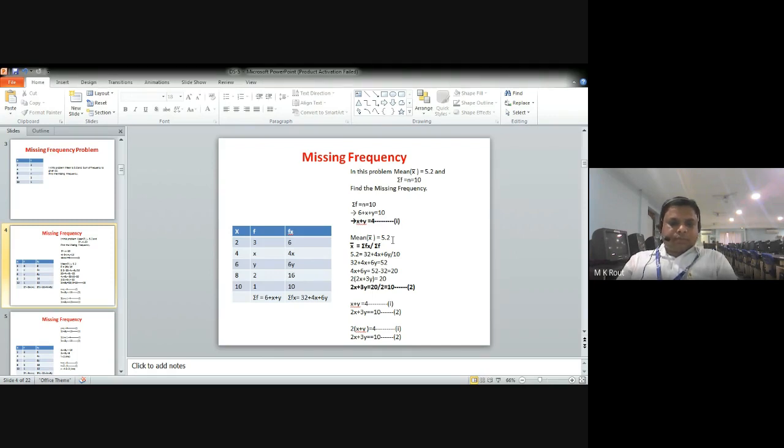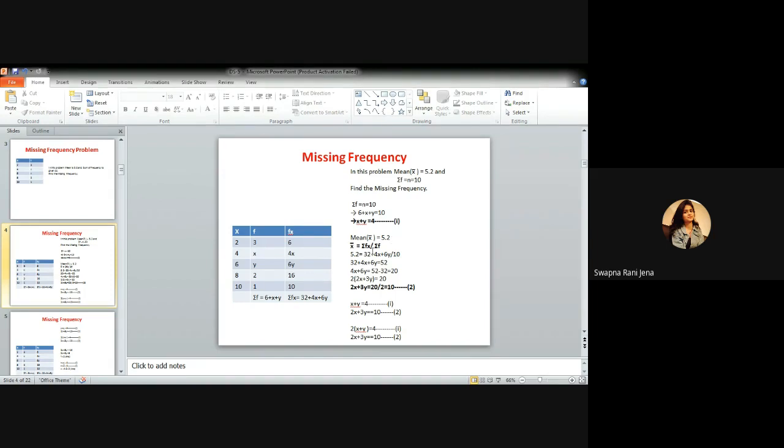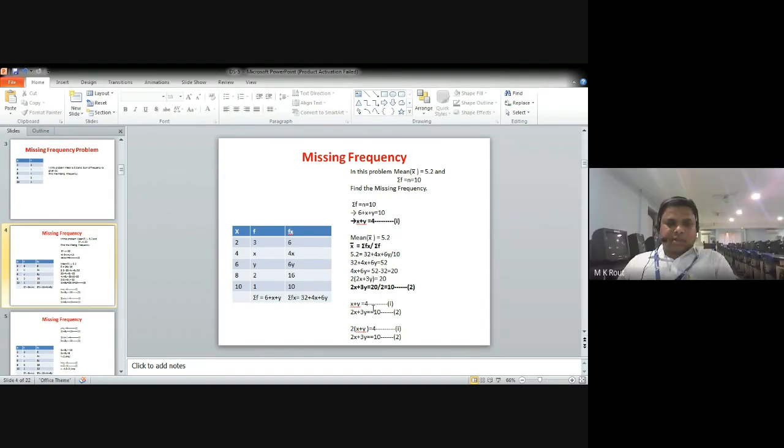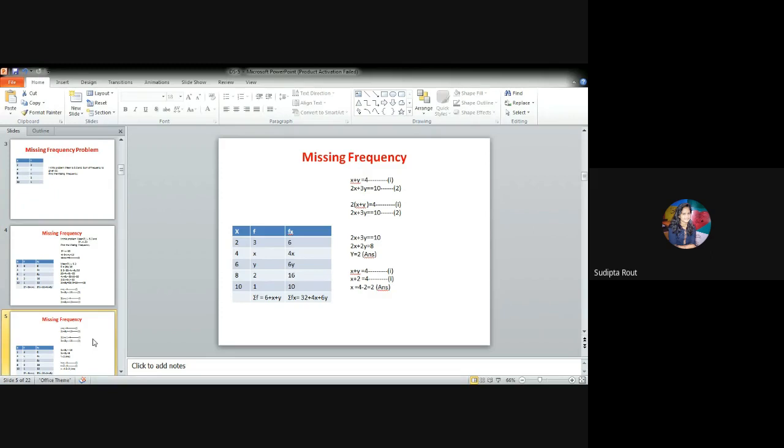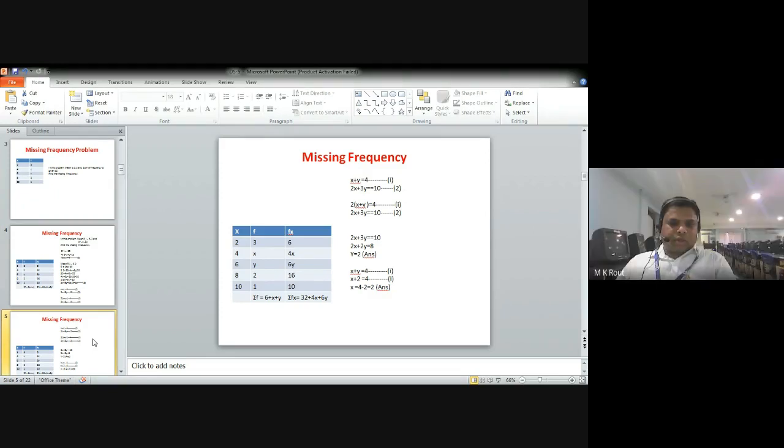Sir, calculate. X 2 Y 2 is coming, sir. What is the value of x? 2. Both are coming 2, sir. x is equal to 2 and y is equal to 2.